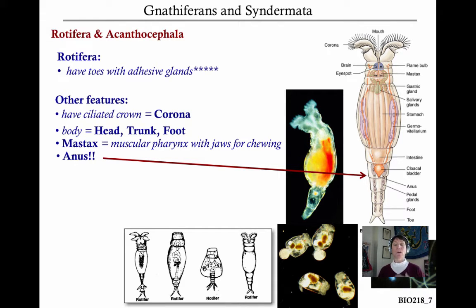We now have our first organism that has a true anus. This is a huge evolutionary innovation as well. Remember, up until now, the organisms that we've been covering lack this. And what that meant was, in terms of eliminating their digestive waste, they had to eliminate it out through the same place it went in.